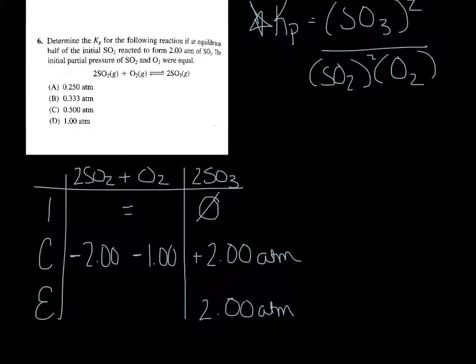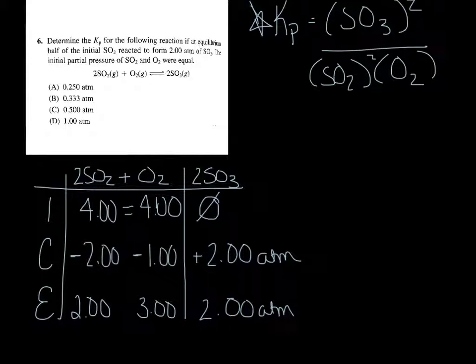Now we know one more thing in the problem, and this is a really important point, and it says half of the initial SO2 reacted. So if we know that 2 reacted, we must have started with 4 atmospheres. And we were also told at the beginning of the problem that the SO2 and the O2 were equal. So that is also going to be 4 initially. So since we know that those are 4, when I fill in the equilibrium value for the SO2, that's going to be 2, just 4 minus 2. And for the equilibrium of the O2, that's 4 minus 1, so that's 3.